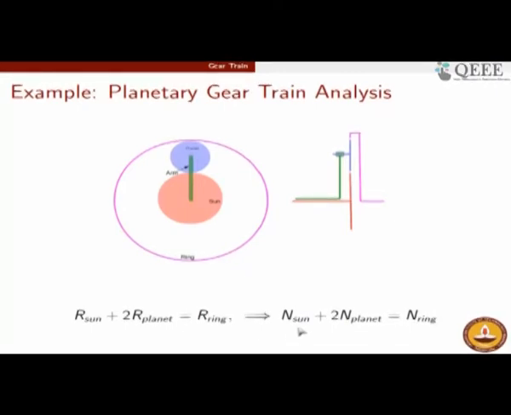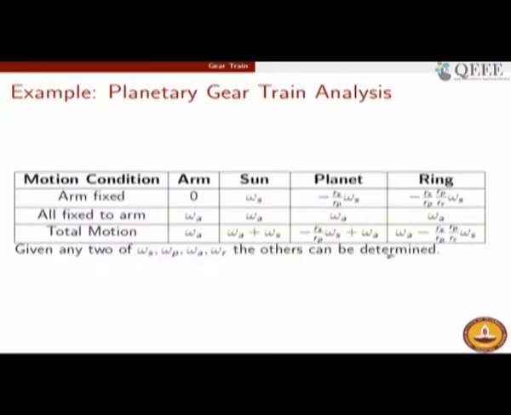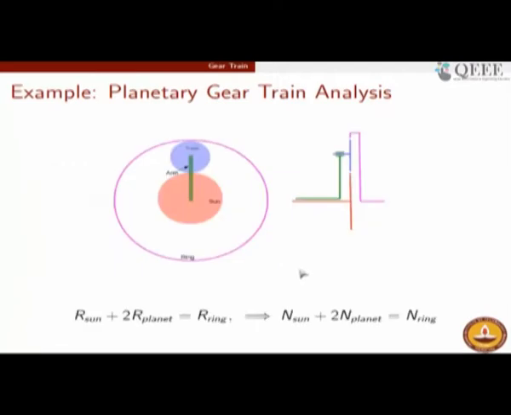So the number of teeth on the sun gear plus 2 times the number of teeth on the planet gear has to be equal to the number of teeth on the ring gear. Again, we adopt a tabular approach, and in this table, as usual, we will try to analyze two different conditions. One in which the arm is fixed.